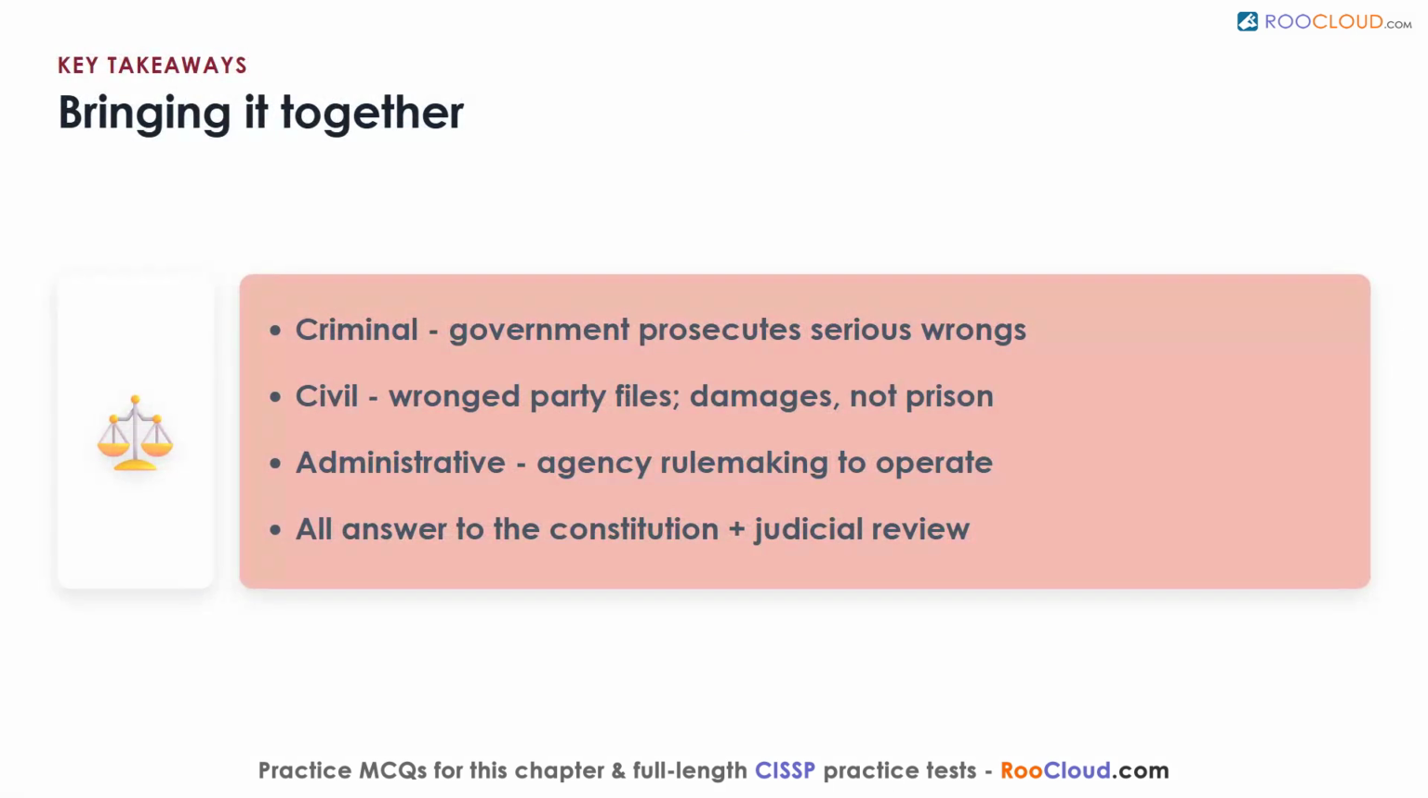So let's bring it together. 3 categories of law shape your world as a security professional. Criminal law punishes serious wrongs and the government prosecutes. Civil law settles disputes and the wronged party files the suit. Administrative law is the fine-grained rule-making agencies use to operate. All 3 answer to the Constitution and to judicial review. Learn to spot which category an issue falls into, and you will know who acts, how, and when to bring in legal help.